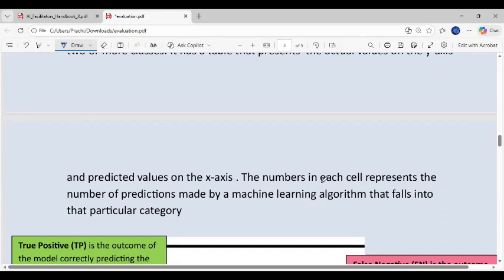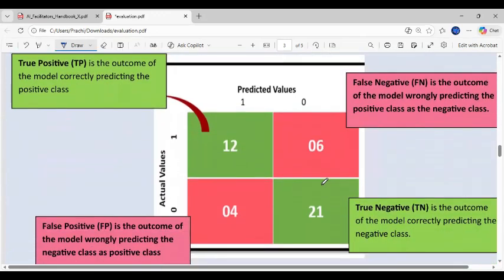Now, first of all, let's have a reference of all four types of categories. The first category is true positive. The second is true negative, which is given in green color, indicating that the model is working correctly. And in case the model is giving some errors, they will be given under two categories: either false negative or false positive. Now, what are these things? You need to understand it.